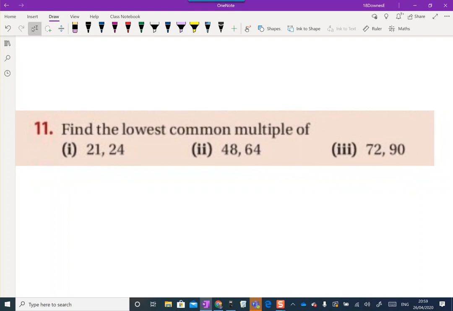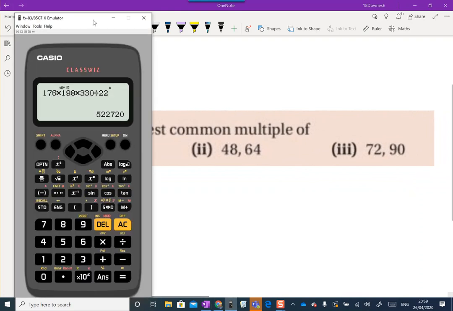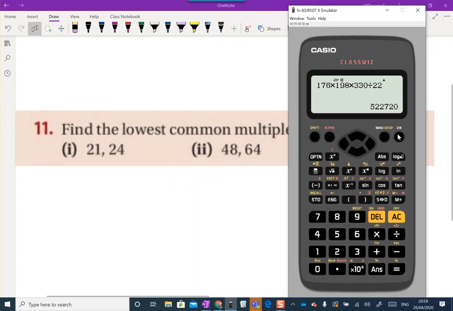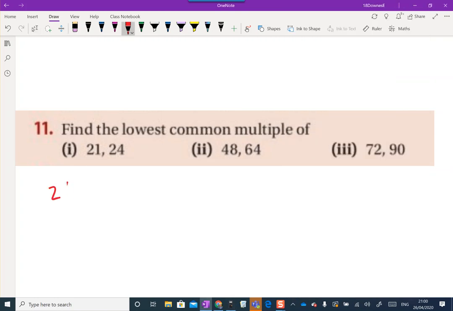So we'll use the calculator method because it hasn't told us not to. With these, just put the big one over the small one. 21 over 24 is 7/8. So this is how it works: 21 over 24 equals 7/8. And then you divide either the tops or the bottoms, it doesn't matter.